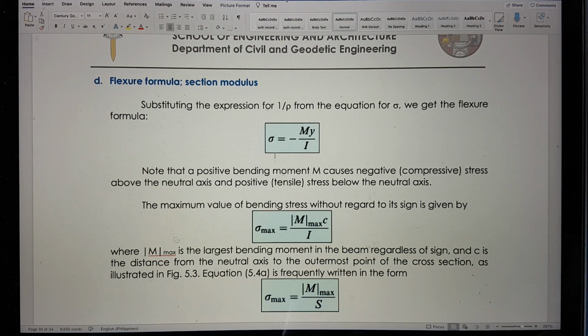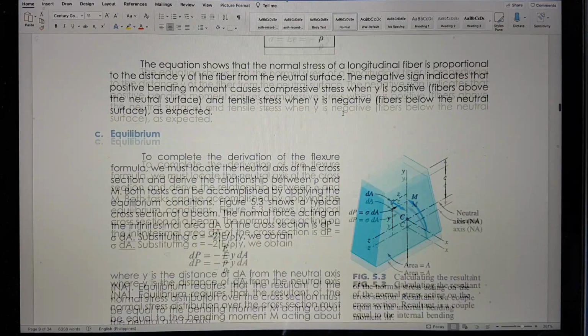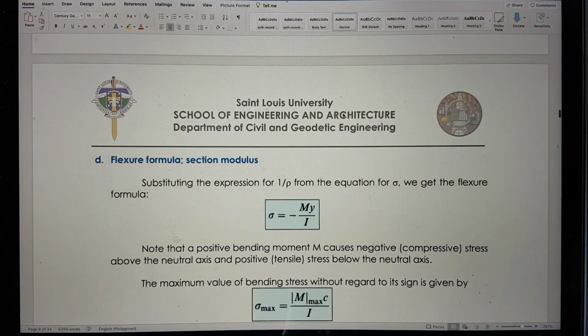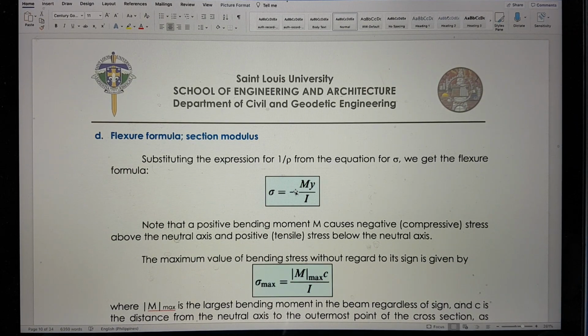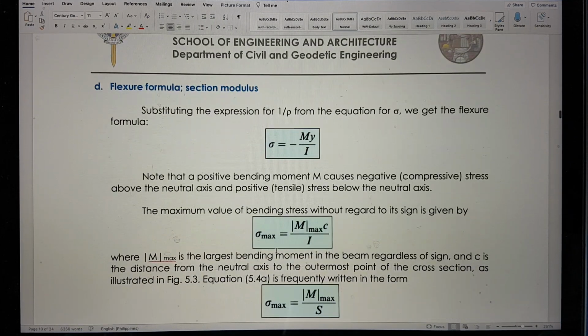So if we are to substitute the expression of 1 over rho from the equation above, which is for the stress, we can derive our flexure formula as sigma is equivalent to negative moment times y over I. So the y here is the distance of the centroid of the area with respect to our neutral axis. So later on, we're going to appreciate this further as we have our example. Therefore, sigma max or stress max is equivalent to the maximum absolute moment times C over I. So C and y here are the same. Okay.